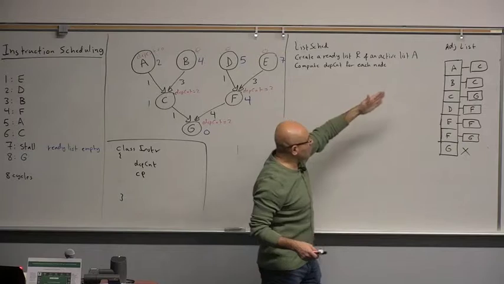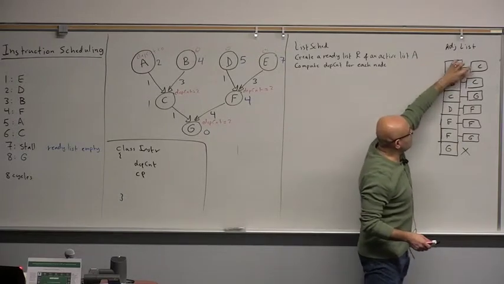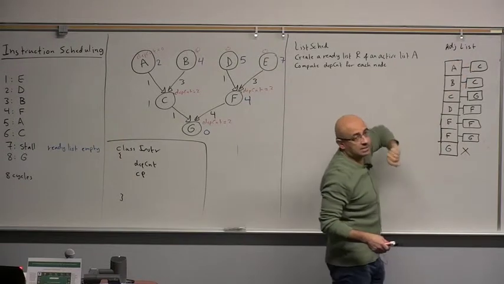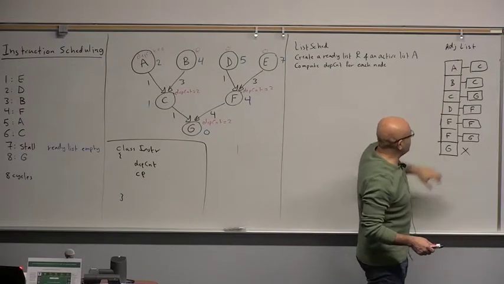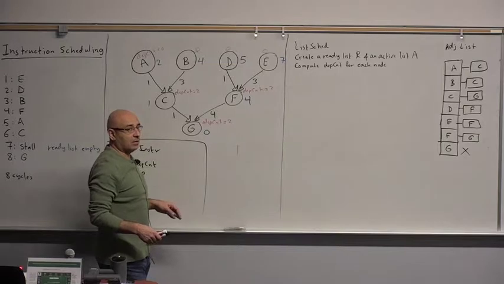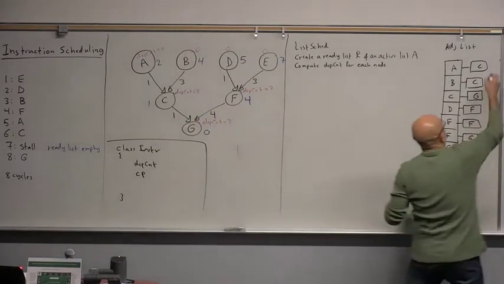So we'll have to go through the adjacency list and count how many times each node appears in one item in one of the lists. So C appears twice, F appears twice, and G appears twice, and other nodes do not appear at all in the adjacency lists. So these are the adjacency lists.